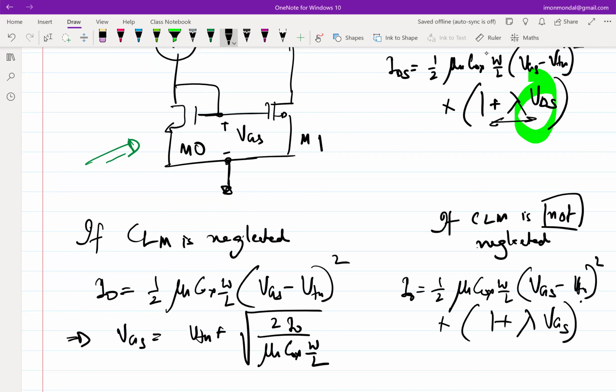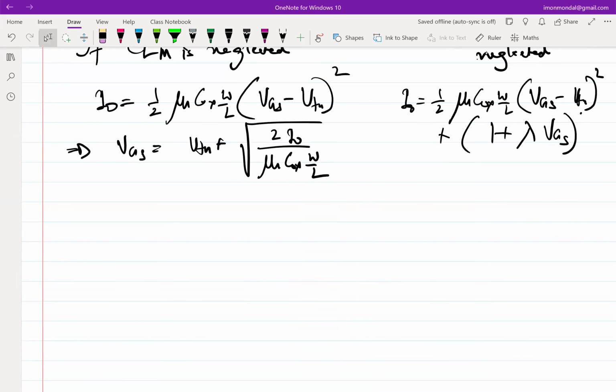So one way to go about analyzing this is to say that, to the first order, we neglect the effect of lambda while calculating the value of VGS. But then when should we not neglect? Sometimes we are neglecting, sometimes we are not. So that is something that we need to be aware of. Now, this is probably best explained through a graph. For example, let's say this is ID, this is VGS.